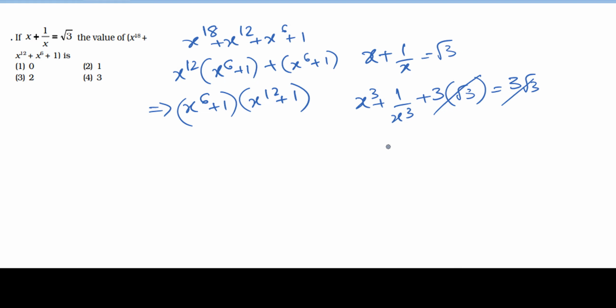From here what do we get? x cube equal to minus 1 by x cube. That implies x power 6 is minus 1. Wow. This part is 0. So we don't have to find x square value. I just figured that 3 root 3 gets cancelled. So that's a nice approach. So the answer is 0.